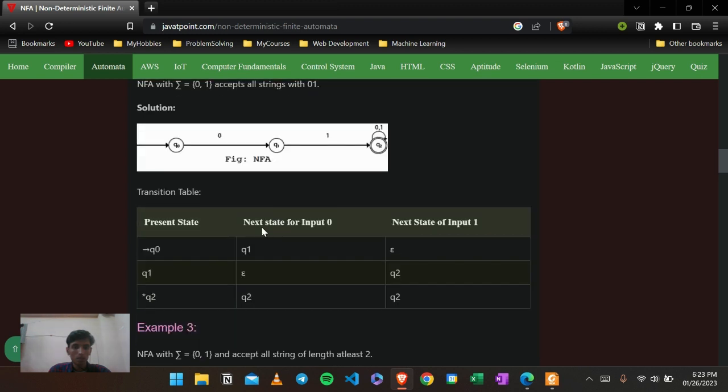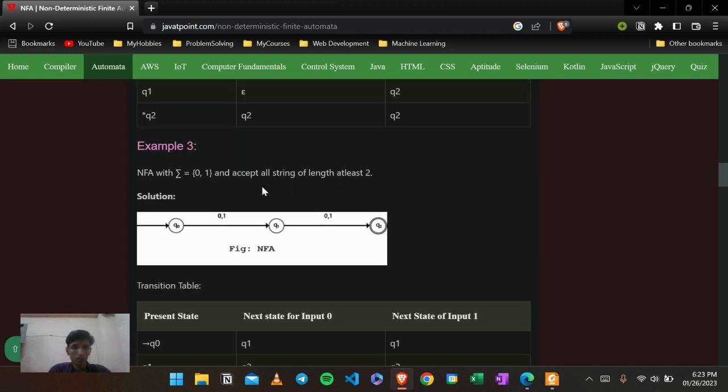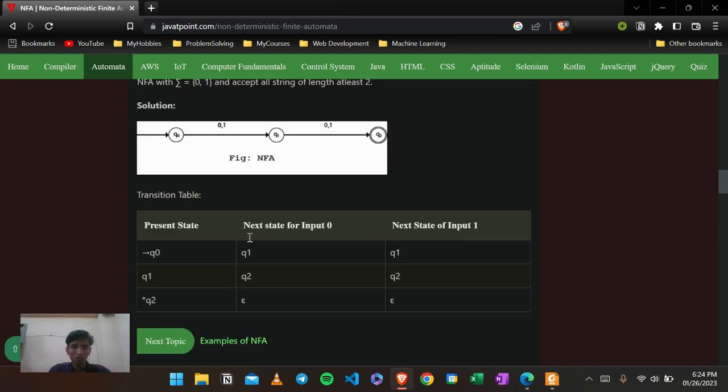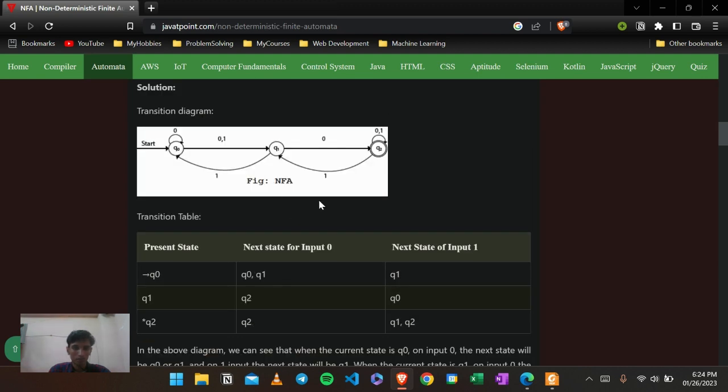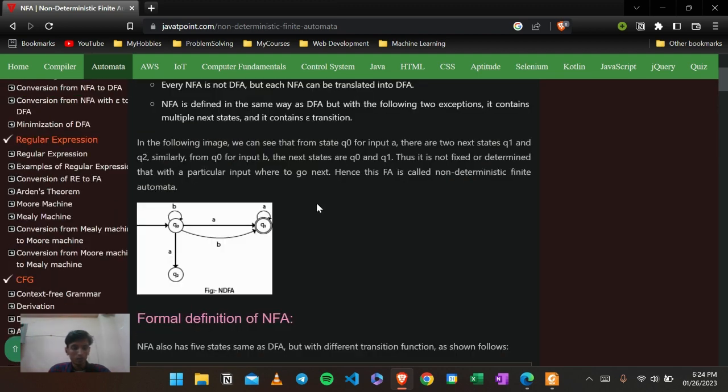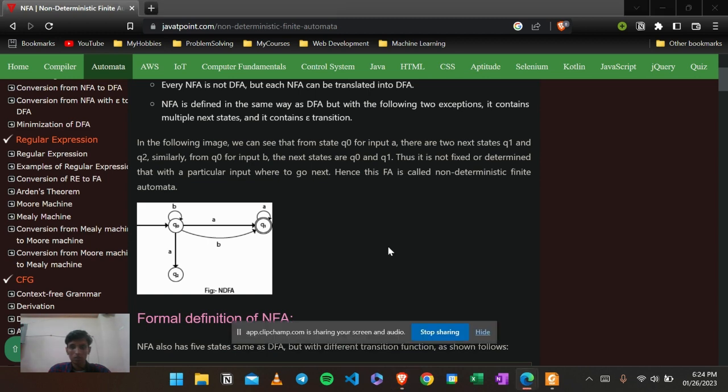The second example is this, and the transition table for this particular diagram is shown here. The third example is to design an NFA with these two alphabets. It will take these two inputs and accept all strings of length at least 2. So you can see that this is its transition diagram. These were the examples of NFA. I already explained the first example. Now I'll be going on to NDFSM.